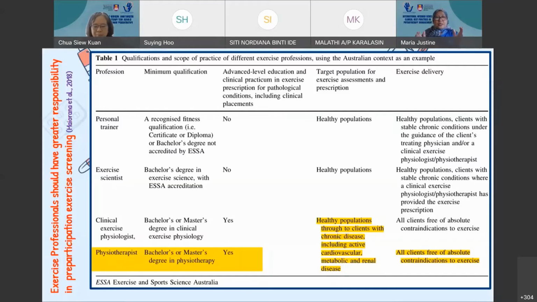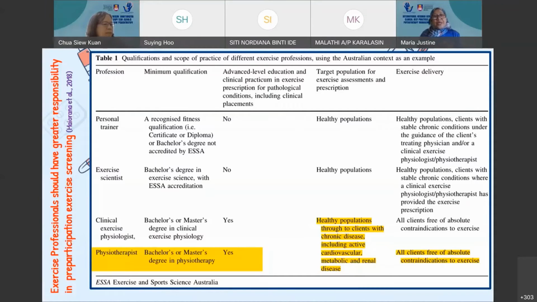So we will look at the qualification and scope of practice of different exercise professions using the Australian context as an example. Okay, so we have the professions, we have the minimum qualifications, and whether these professions have advanced level education and clinical practicum in exercise prescription for pathological conditions, including clinical placement. Okay, and who are their target population for exercise assessment and prescriptions, and whether they can independently deliver exercise to the clients. Okay, so we look at personal trainer and exercise scientist.